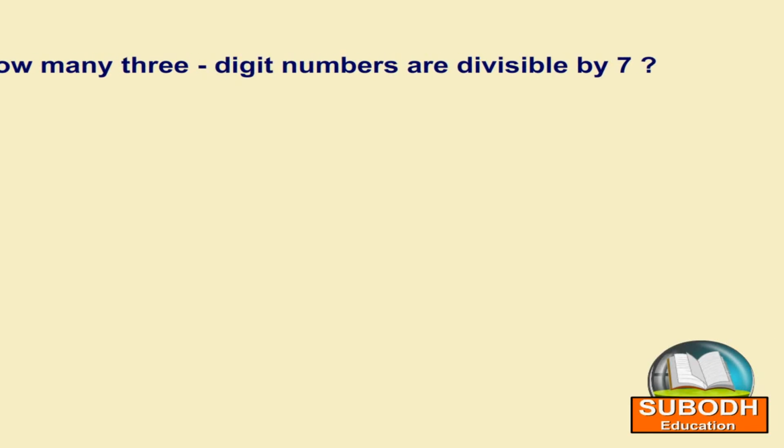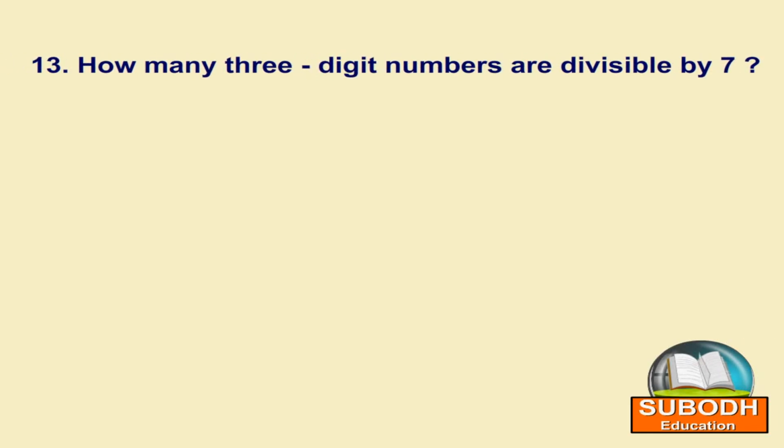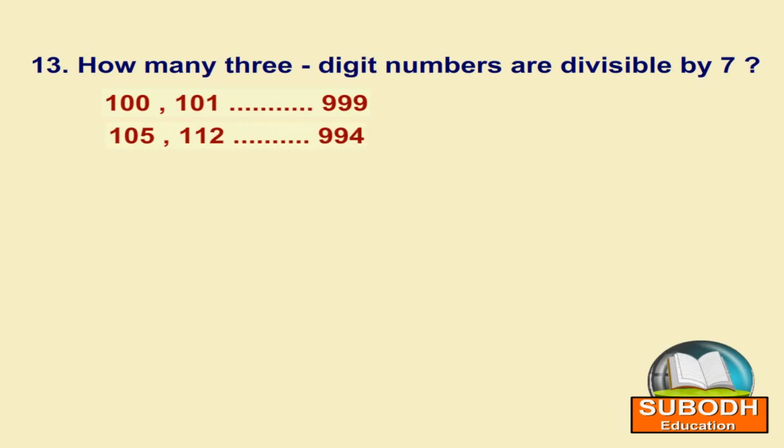Example 13. How many three-digit numbers are divisible by 7? Three-digit numbers start from 100 and end at 999. The first three-digit number divisible by 7 is 105, the second is 112, and the last is 994.